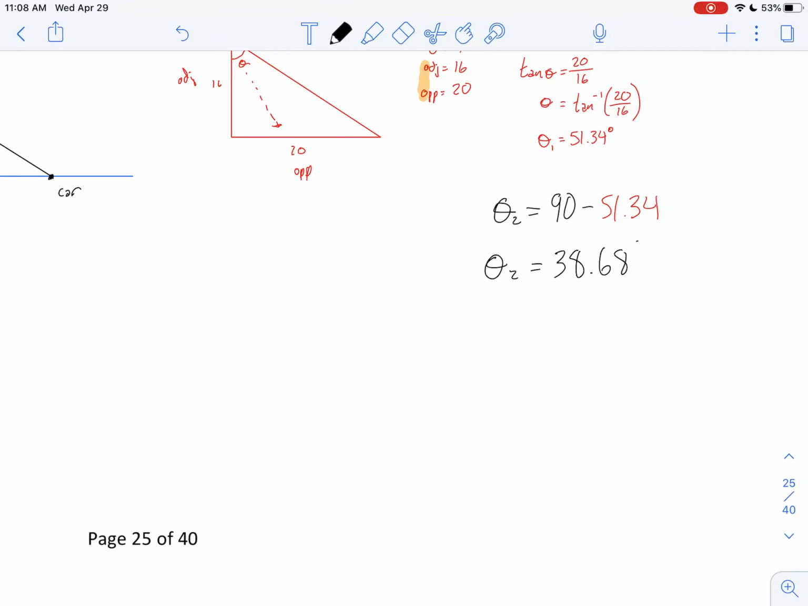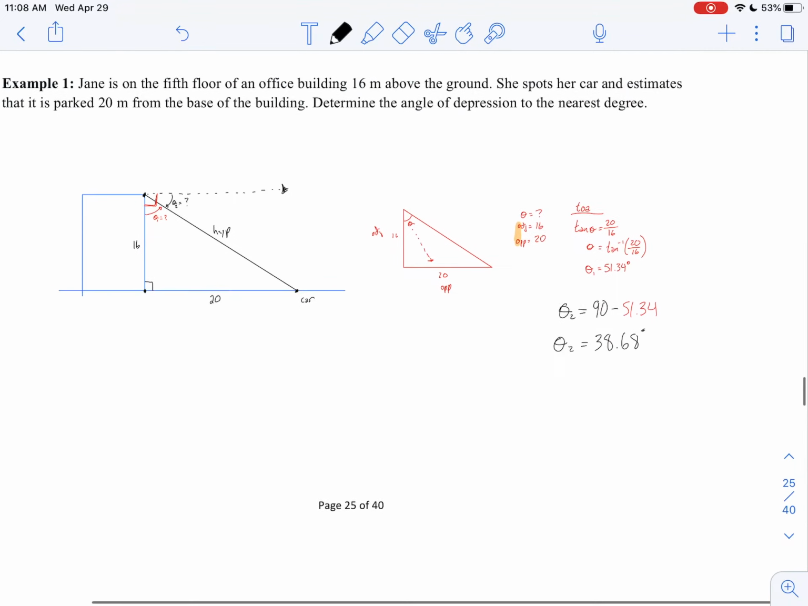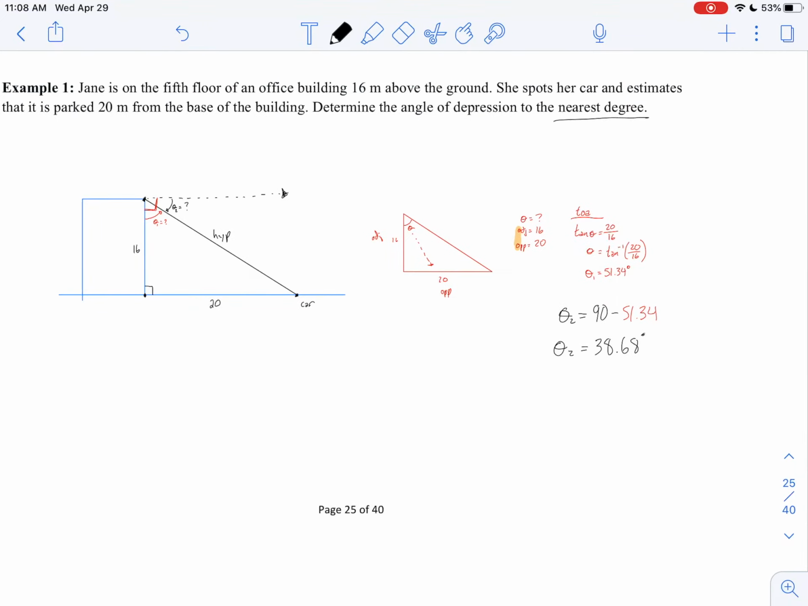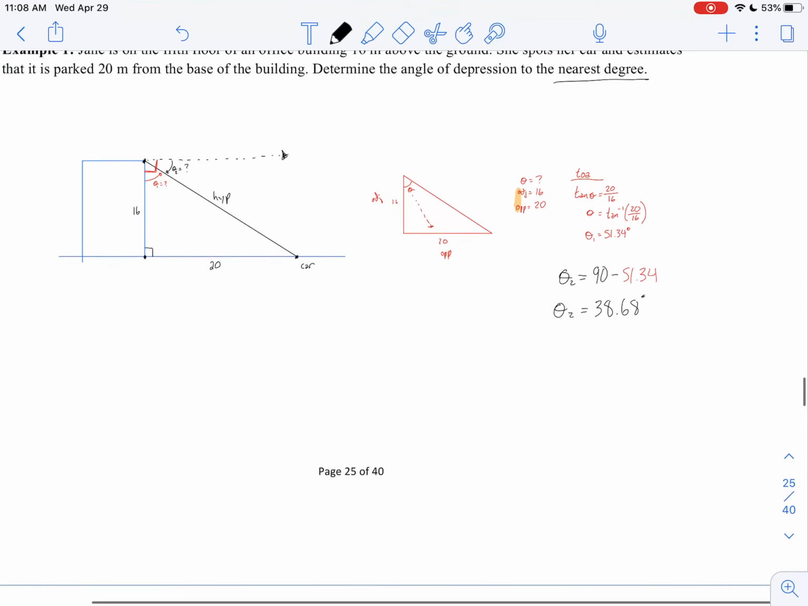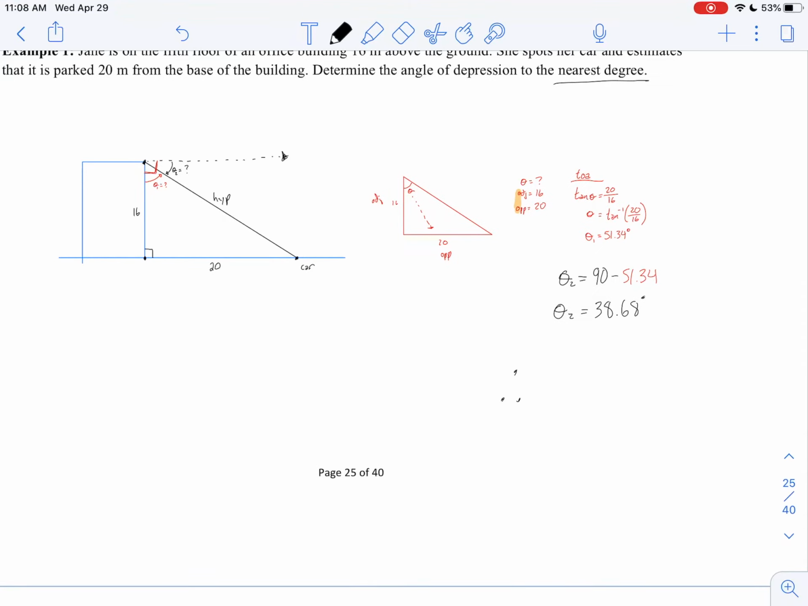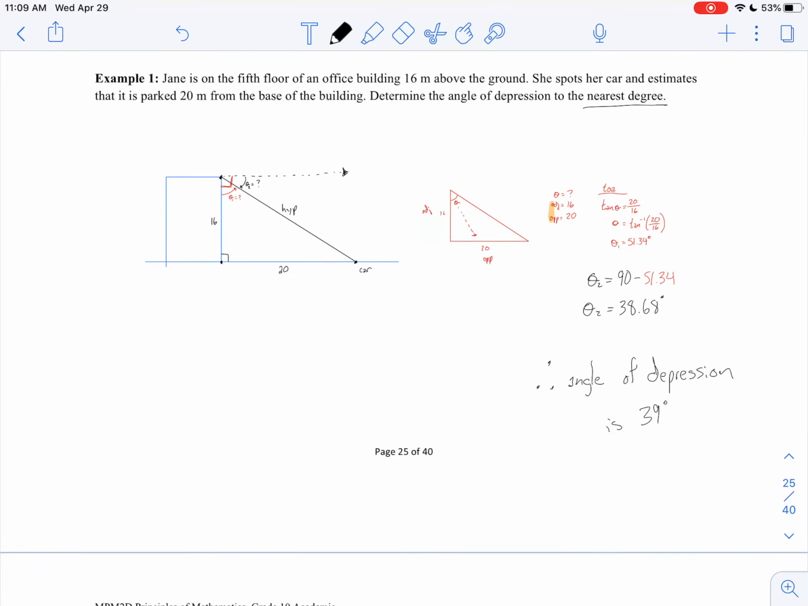38.68 degrees. Now I do need to read the question, saying they're asking us to round to the nearest degree. So in my therefore statement, I should say therefore the angle of depression is 39 degrees rounded to the nearest degree. So they want the whole degree there.